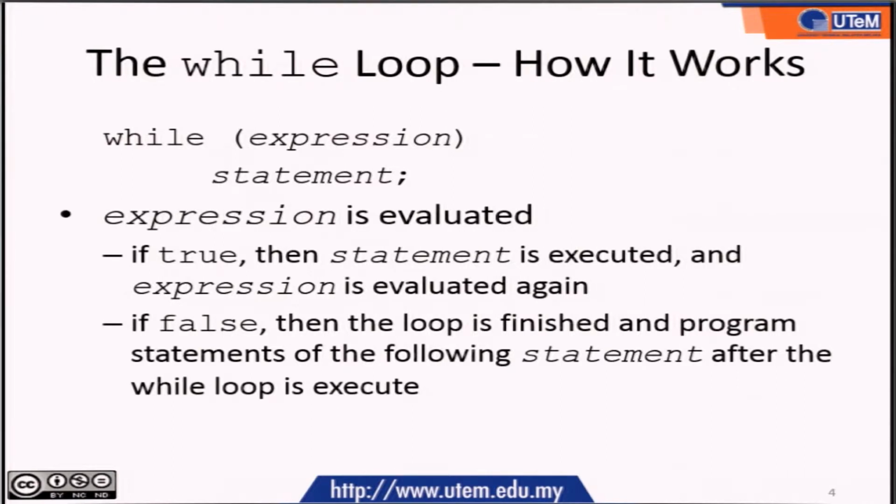To execute the statement inside the while loop, the expression inside the brackets will be evaluated first. If the expression is true, the statement inside the while loop block will be executed. Then the expression will be evaluated again until the expression is false. Only then will the program exit the loop and the following statement after the while loop block is executed.